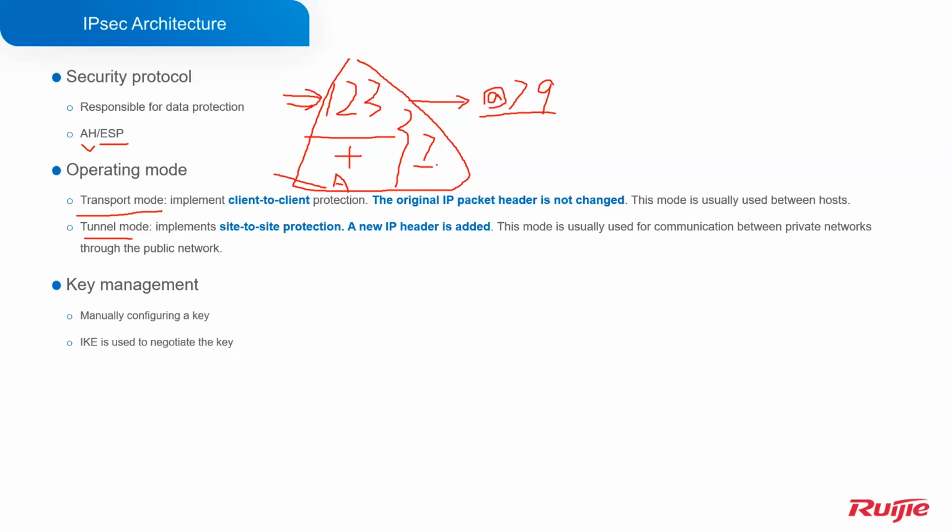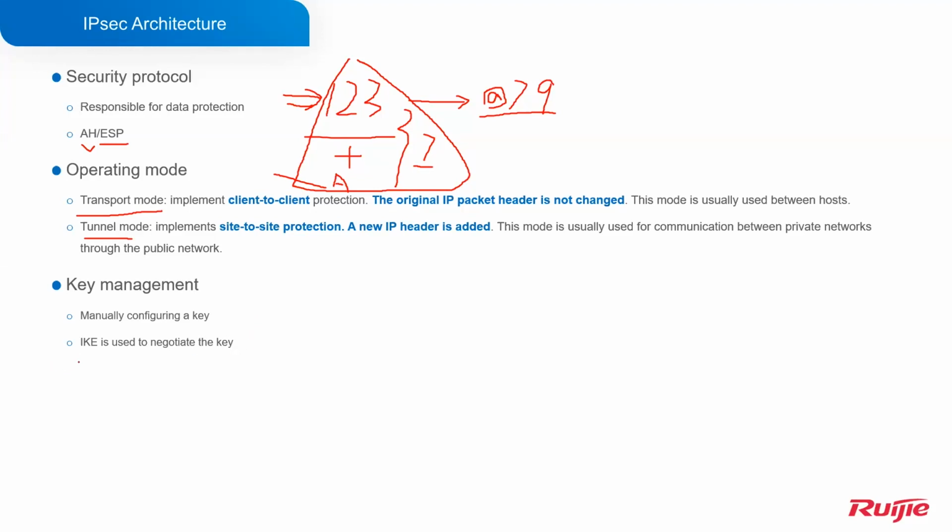Because for the algorithm, the 2 sides must be the same. The key, the 2 sides also must be the same. And how to manage the key? First one, we can directly manually configure the key, right? Configure the key to become 1, 2, 3, or maybe 5, 6, 7, something like this.